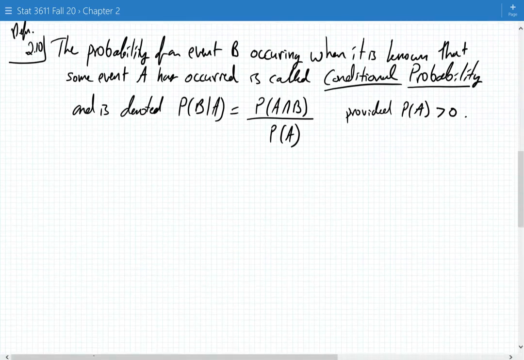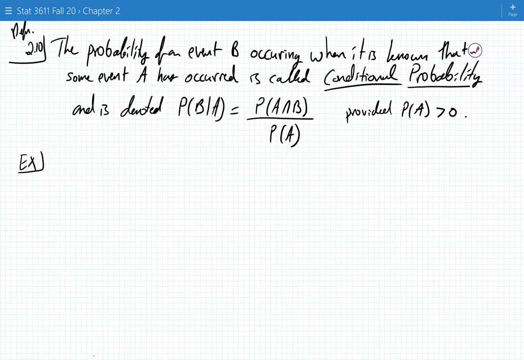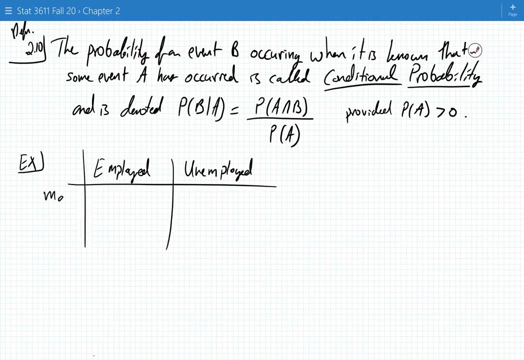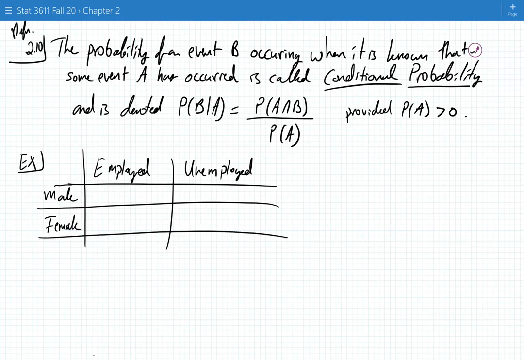0.08 divided by 0.26. Let's take a look at some more entry-level examples then, to try to help dissect and understand conditional probability. Let's say we have a two-way table of information about some people. Some are employed, some are unemployed. We've got a male category and a female category for now.